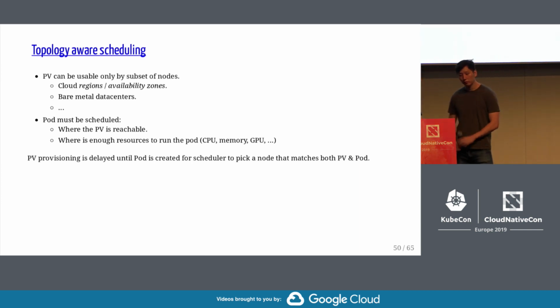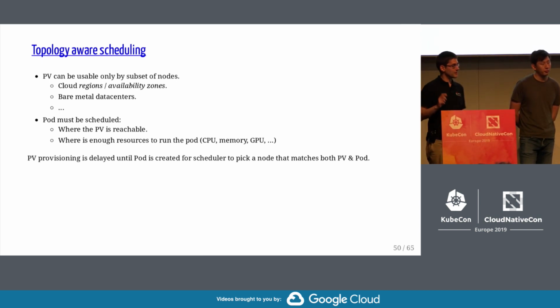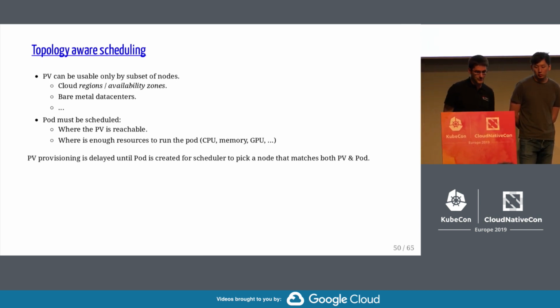In Kubernetes, we accumulated a lot of features. This is not a complete list of what I'm going to present. This is just a very high-level overview of what you can use, and you can mix and match all the features together and build your stateful applications. So the first feature is topology-aware scheduling.